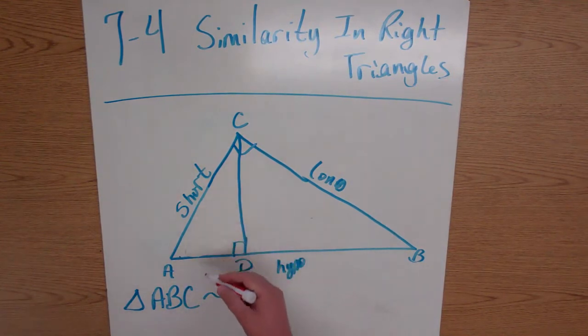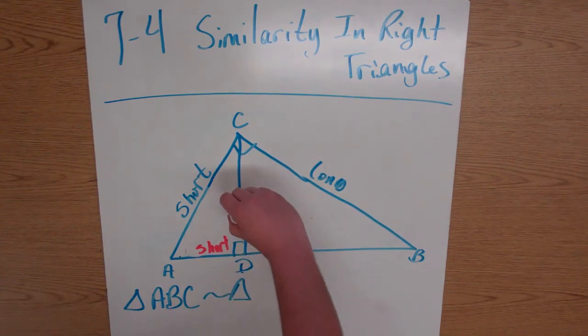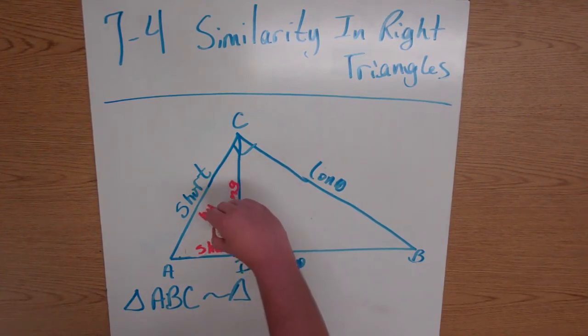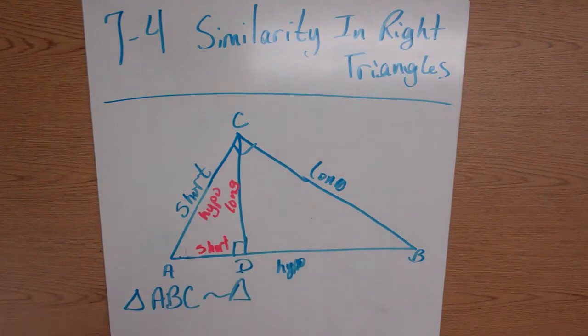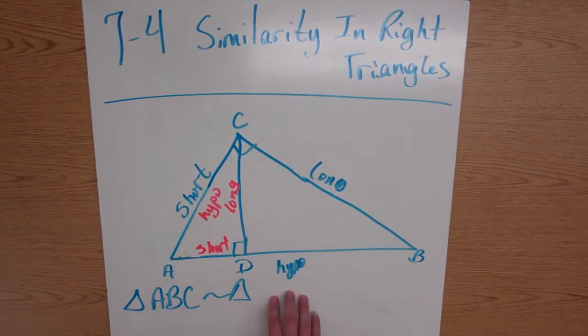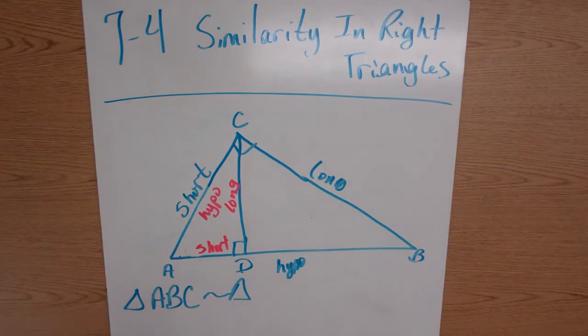So, let's look at this other triangle here, and I'm going to change colors. This triangle ADC, we know this is the short leg, this is the long leg, and this is the hypotenuse. Since I started the first triangle with the vertex between the short leg and the hypotenuse, I need to start this next triangle with the same angle between the short leg and the hypotenuse. It is still angle A.